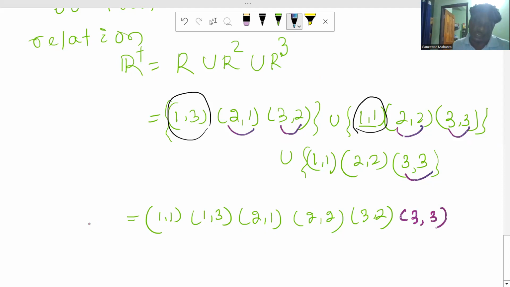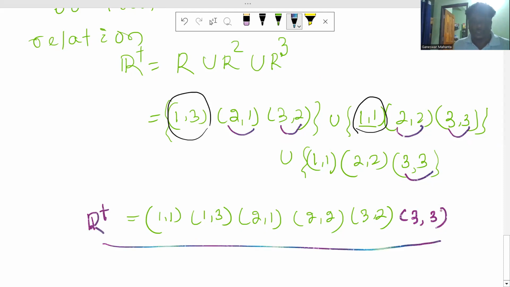So this is the transitive closure. We can say that this above equation is called the transitive relation. Okay, thank you. Understood? So we evaluated this transitive relation.